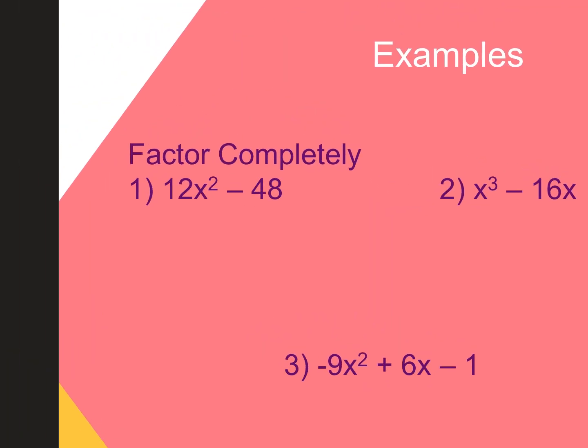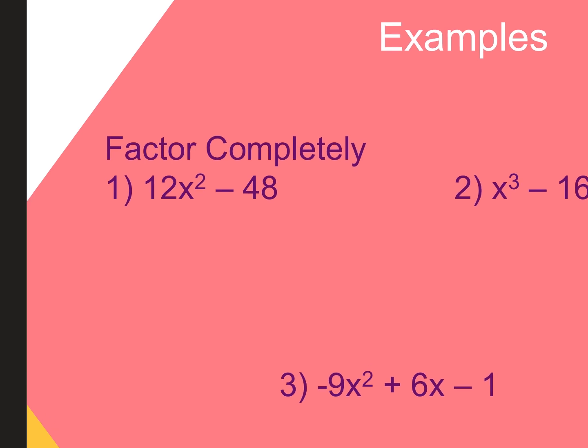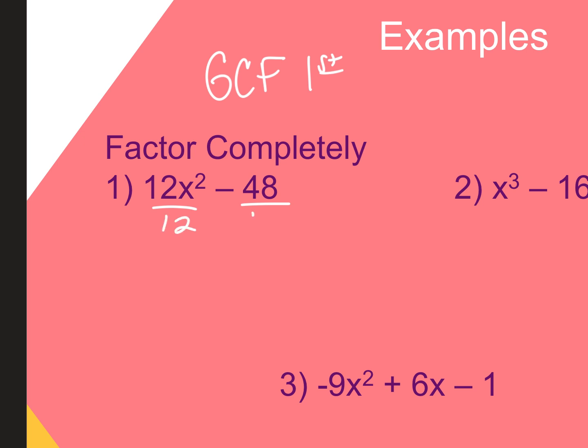If I look at number one, it just says factor completely. Doesn't tell you exactly what to do. So the first thing we look for, again, I'm going to write this down because it's so important, is to take out that GCF. So I notice that in 12 and 48, we can take out the 12. So remember, the 12 comes out in front. 12 divided by 12 is just going to cancel. I'm left with x squared. 48 divided by 12 is 4. So I have x squared minus 4.